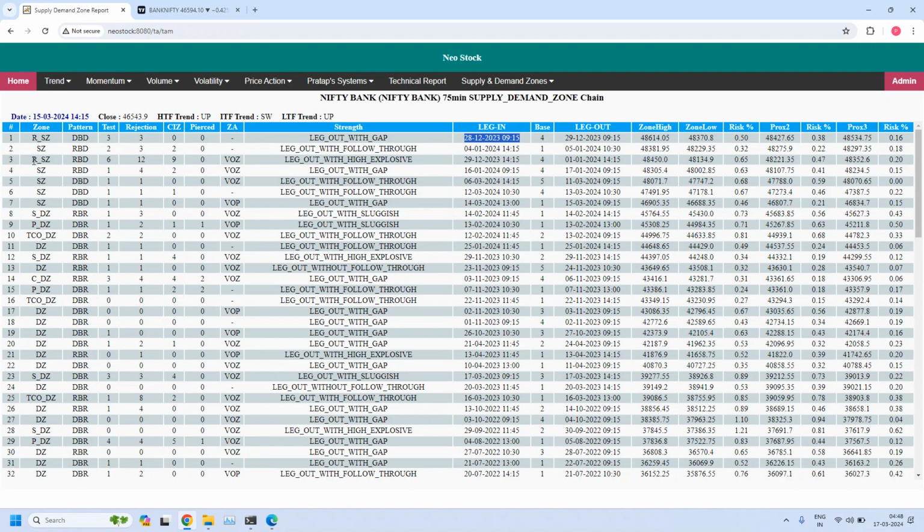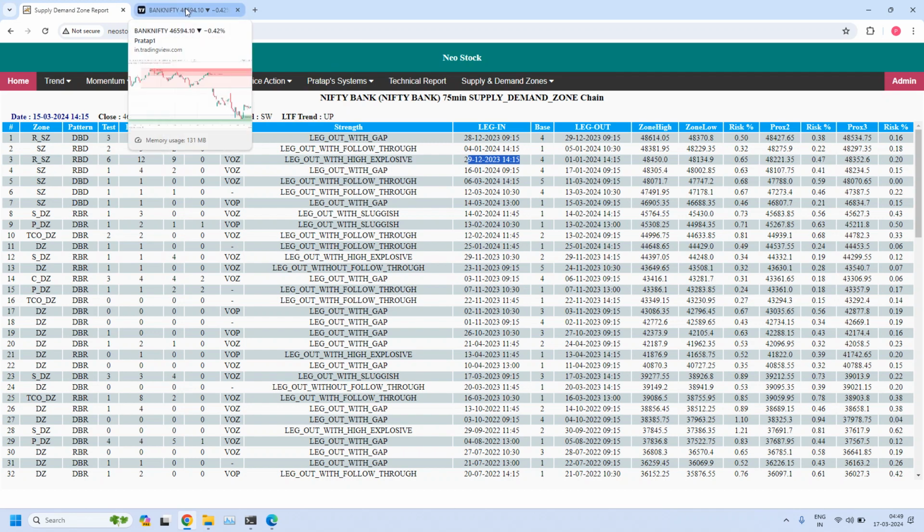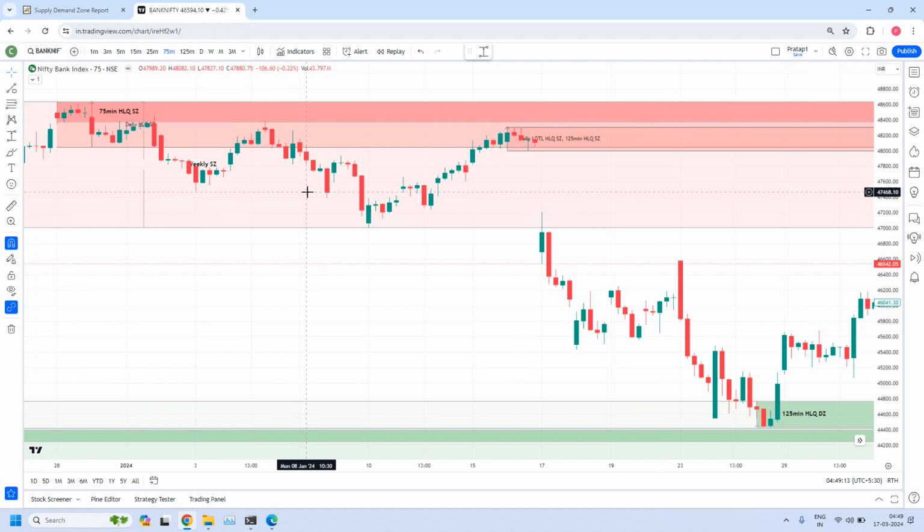And then there is one more high liquidity supply zone, already tested 6 times and 12 rejections from this zone. This is a leg out with high explosive, violated opposing zone. When it happened on 29.12, 4 base candles. 29.12, 14:15.